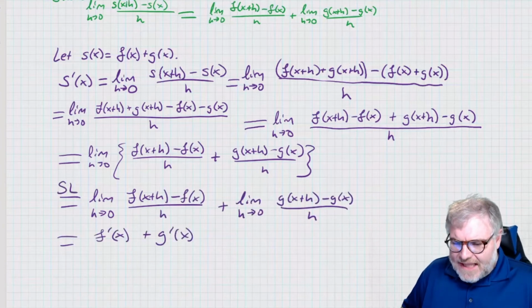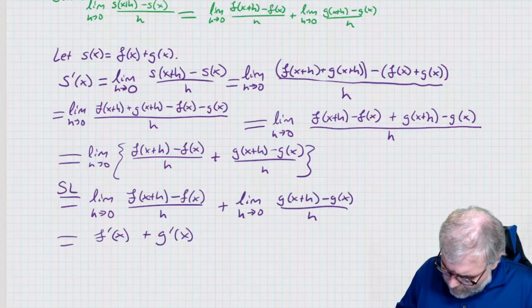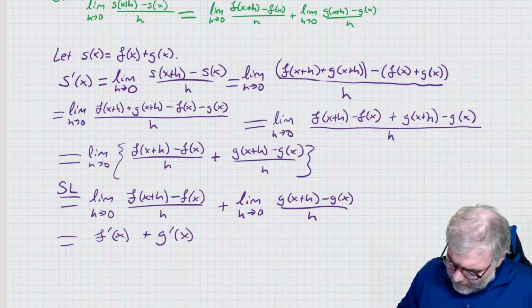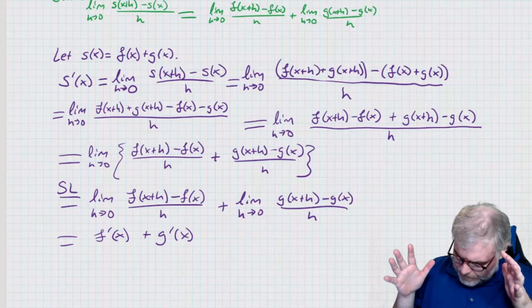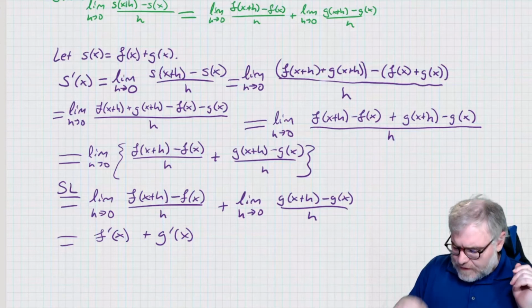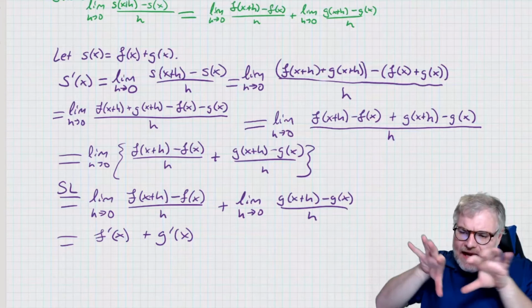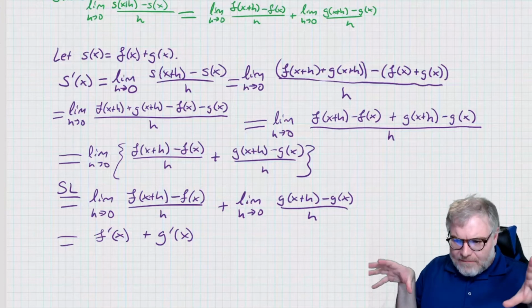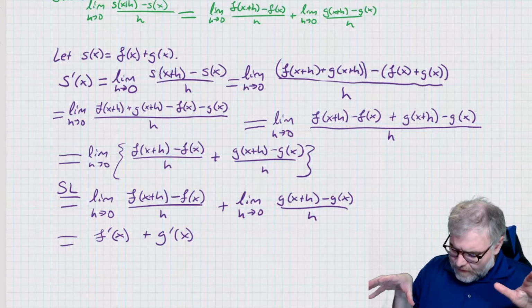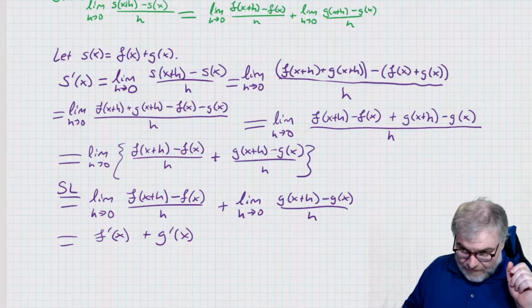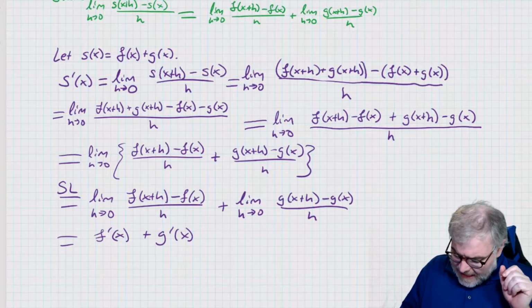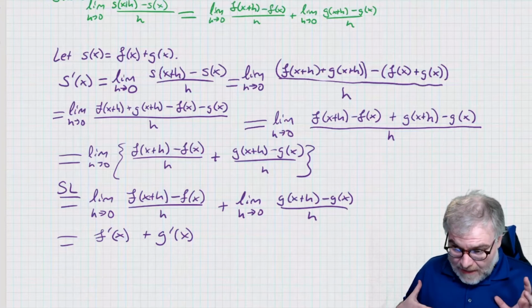So what I did there was I used the sum law. Once I have the sum, right, I have an h on the bottom. I split up the fraction, and I've got two things with an h on the bottom. Then I applied the limit law to break up the sum. Once I broke up the sum with the limit law, this right here is the definition of f prime of x, and this right here is the definition of g prime of x.